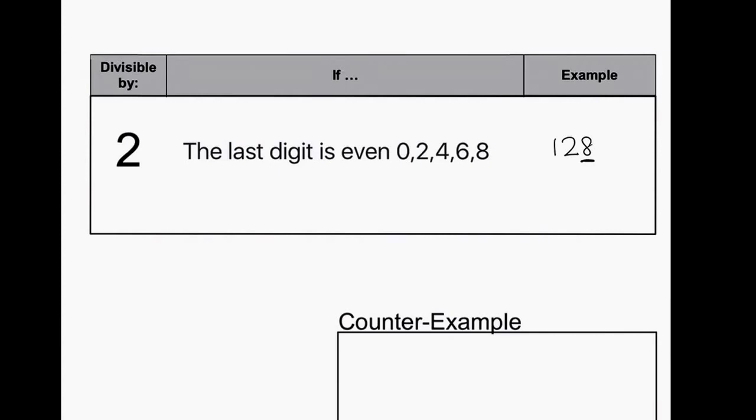You can come up with a lot more examples, but you just write one or two. How about a 4-digit number? We can choose 9976. The last digit is even, so this one is divisible. One counter example, very simple, would be 428 with the last digit 7. The last digit is 7, so it is not divisible by 2.